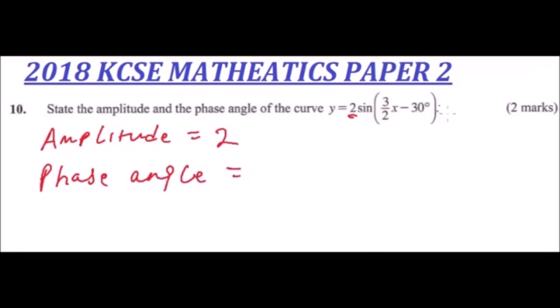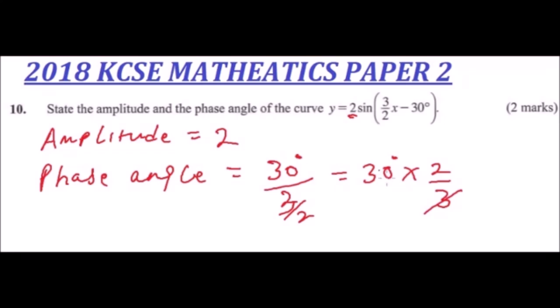Then phase angle. Here we have minus 30. So we say the phase angle is 30 degrees. You divide by the constant that is multiplied by the x. So here we divide by 3/2, and this is going to give us 30 multiplied by 2/3. So we cancel there, we get 10 degrees. So the phase angle is equal to 20 degrees. So that's how you get your 2 marks.